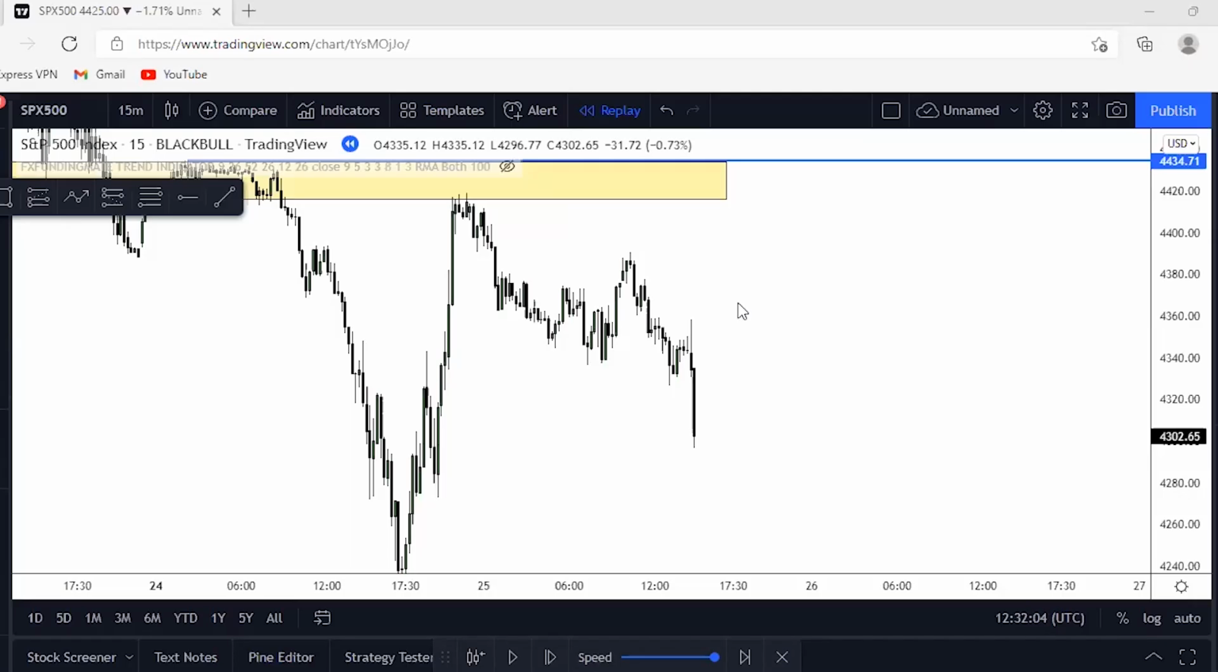Yeah, technically. Just suggest the pair to trade. I don't suggest any pair. And as you can see here, I don't trade S&P 500, but it's still profitable with my strategy.